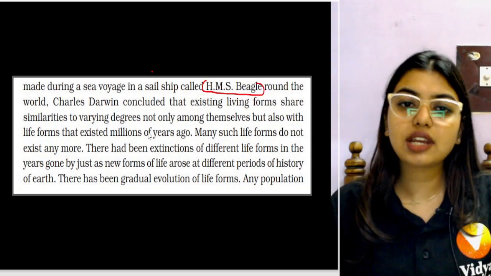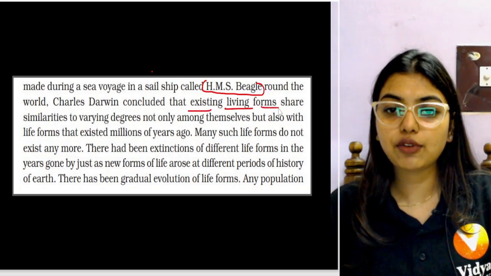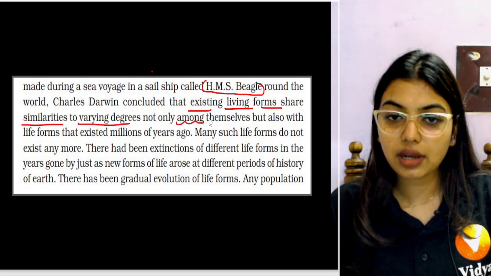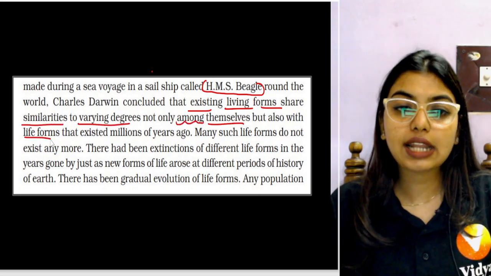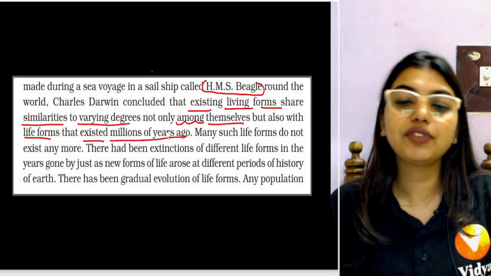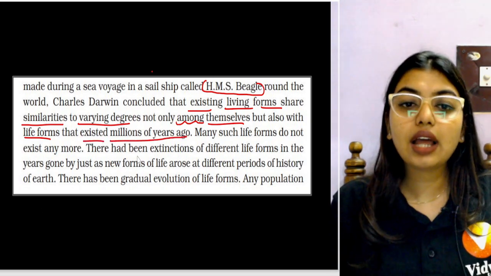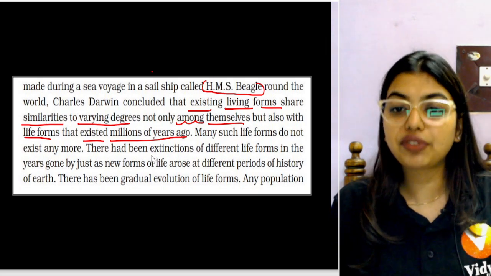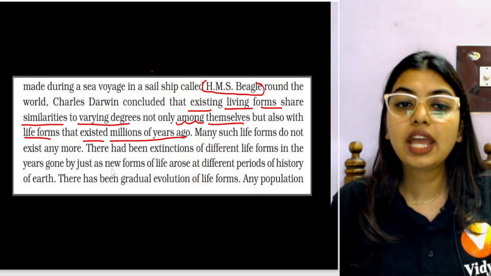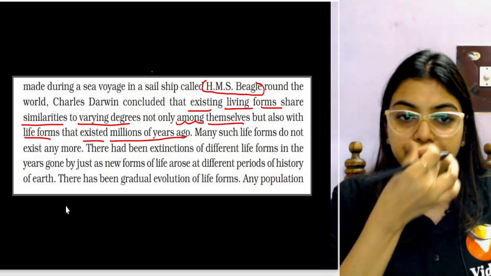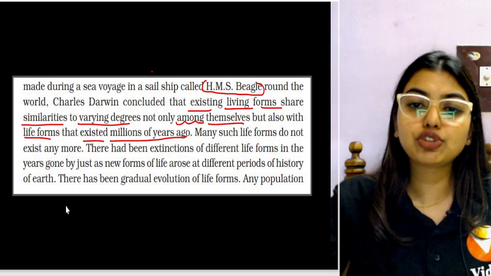Around the world, Charles Darwin concluded that existing life forms share similarities to varying degrees, not only among themselves but also with the life forms that existed millions of years ago. Many such life forms do not exist anymore. So there had been an extinction of different life forms in years gone by, just as new life forms arose at different periods of history. Okay, there has been gradual evolution of life forms.